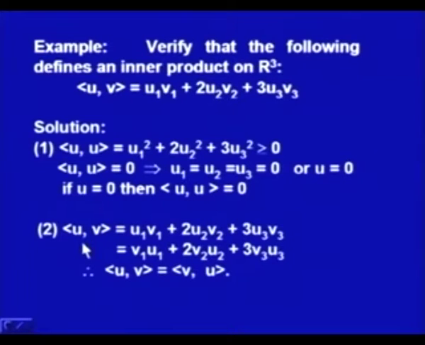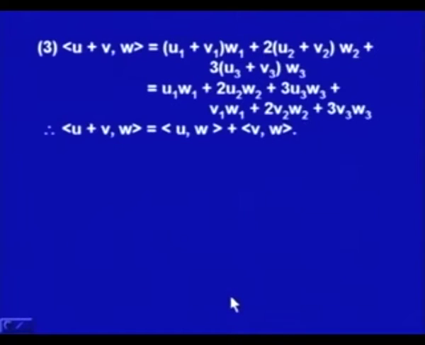So, that proves the first property for this definition. Now comes the second property: u comma v is equal to u1 v1 plus twice u2 v2 plus 3 u3 v3 according to the definition. Then we can again commute individual terms, being real numbers. So, we can have v1 u1 plus twice v2 u2 plus thrice v3 u3, and this simply means that the inner product u comma v is equal to the inner product of v comma u, and that proves the symmetric property.